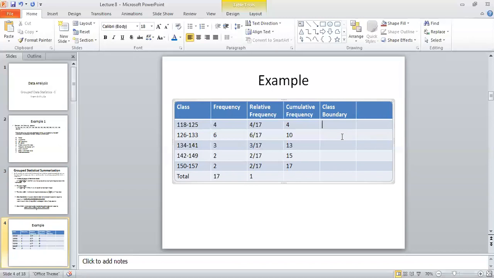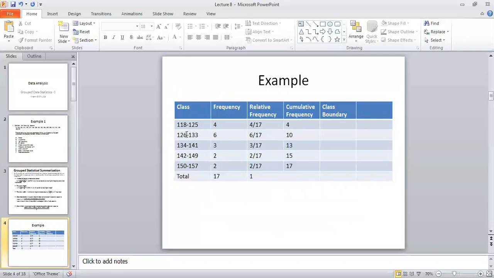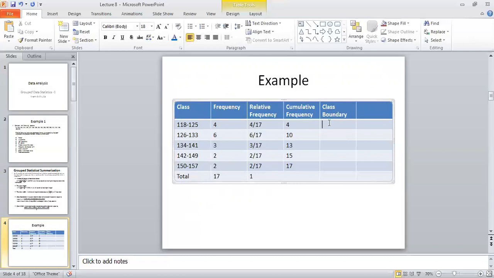The rule is very simple, and the formula is also provided over here. We first find the jamming factor to bound the classes. This jamming factor is the lower limit of class 2 minus the upper limit of class 1, divided by 2. Then we subtract this jamming factor from the lower limits and add it to the upper limits of the classes. So here, the lower limit of class 2 is 126 and the upper limit of class 1 is 125. The difference between the two is 1, and 1 upon 2 is 0.5. So we are going to subtract 0.5 from the lower limit of every class and add 0.5 to the upper limit of every class.